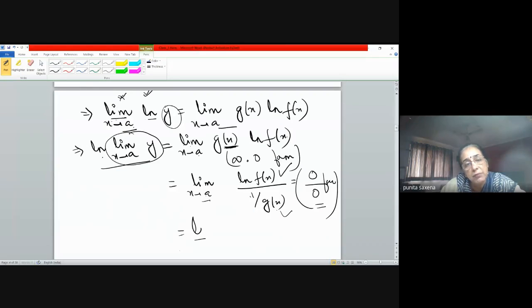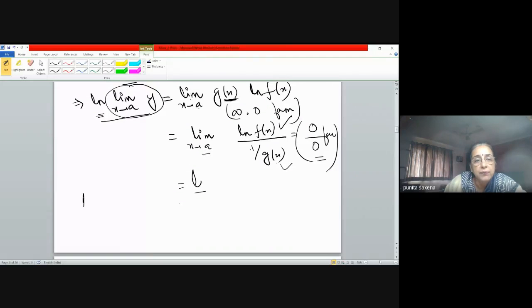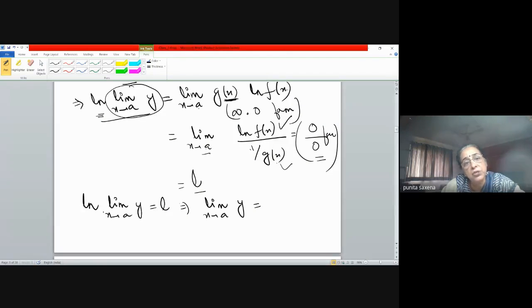The limit of y. So this log operation is an extra operation that we don't want. What you are getting is that log of limit as x approaches a, y is L. So what will be limit x approaching a, y equal to? Now we have to remove this log, so what will you do on both sides? What is the inverse operation of log? This is natural log.